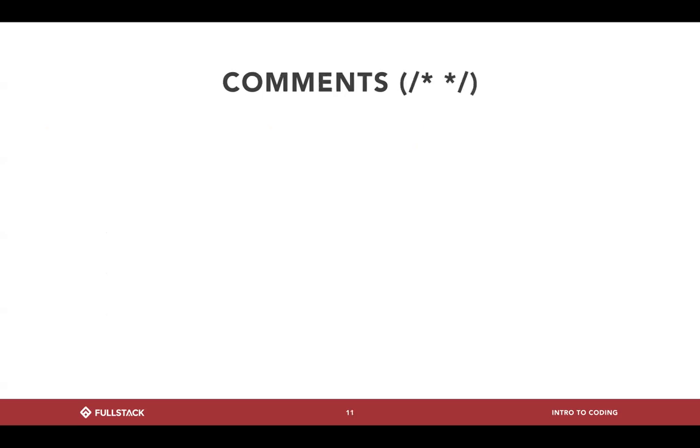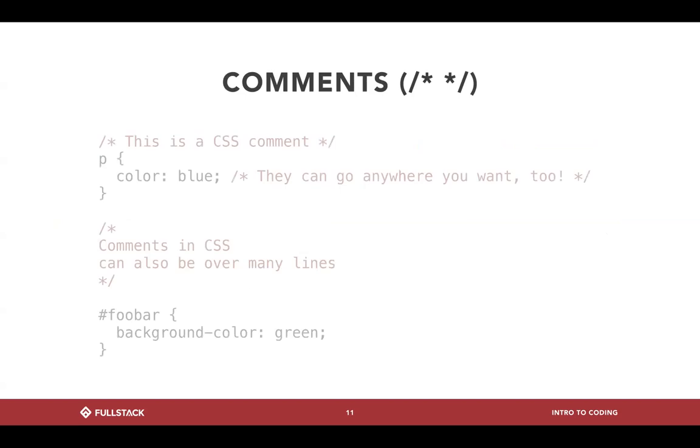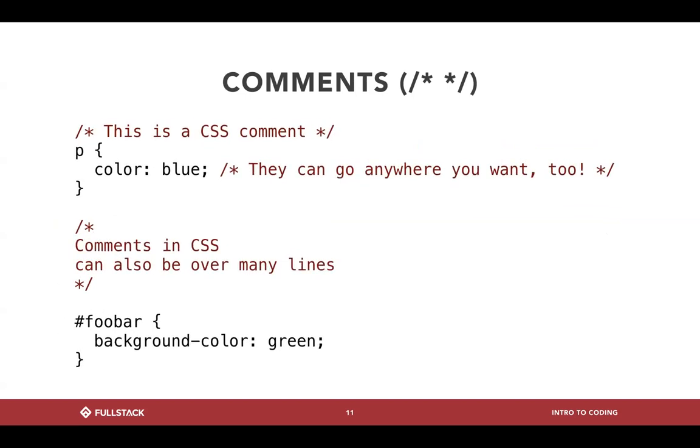Okay. And then finally, we can also write comments in CSS, just like we can in HTML. The difference is just the syntax, what you write to say that this is a comment. In this case, you do the slash asterisk, and then when you close it off, you do the asterisk slash. So like, this is a comment. This can go anywhere you want. Comments in CSS can also span many lines. This is how you can write comments in your CSS.